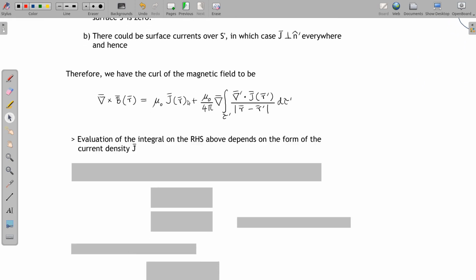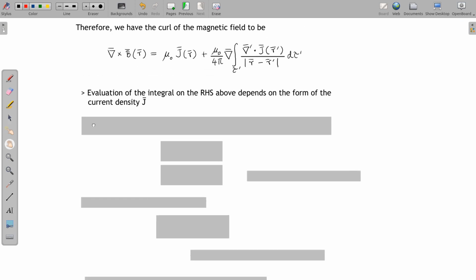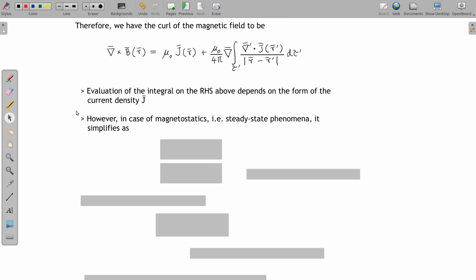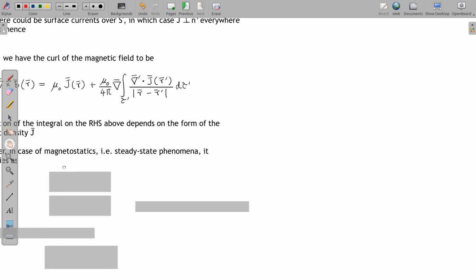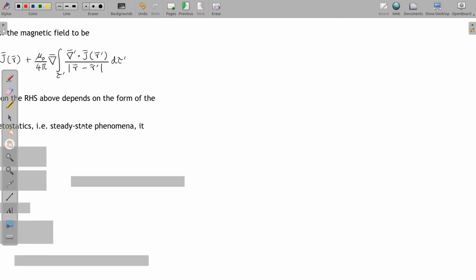The evaluation of this integral on the right hand side of course depends on the form of the current density. Without really knowing what kind of current density we have, we cannot proceed and find this out. But we can always simplify this in the case of magnetostatics, that is, in case it's a steady state phenomenon, which means the current is steady. So if the current is steady, dou rho by dou t does not change.